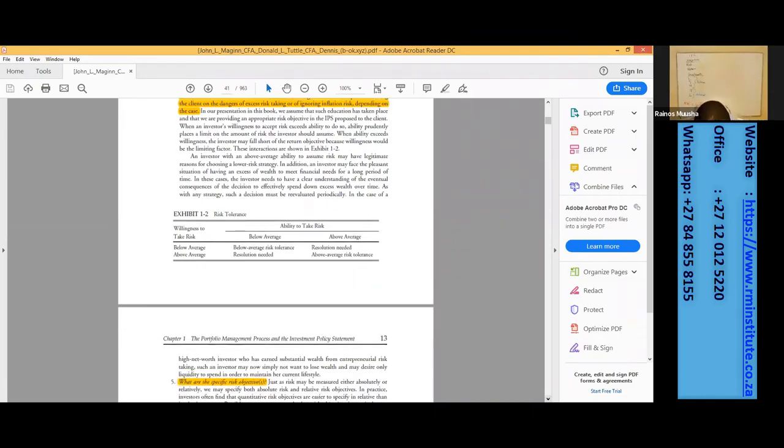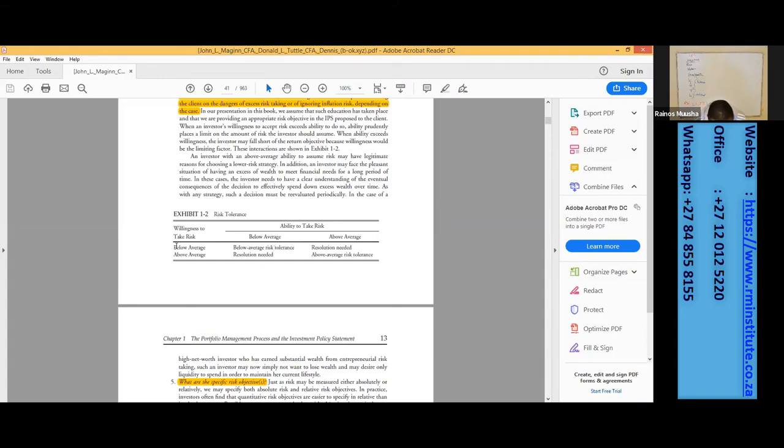So Exhibit 1.2 can be used as a guideline on assessing the overall risk tolerance of the client as well. So you see that here they're basically saying that if the willingness to take risk is below average and the ability to take risk is below average, overall, you're going to be putting this client into a below average risk. You're going to be allocating a below average risk tolerance for this client as well.